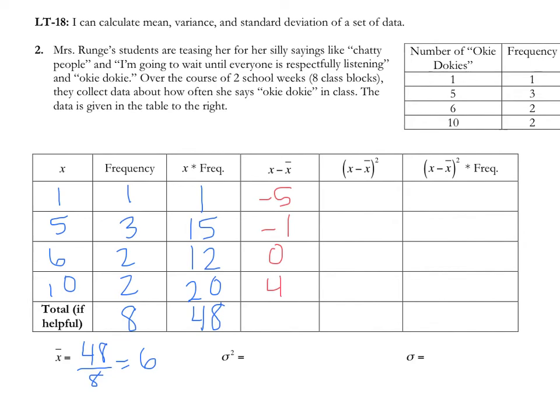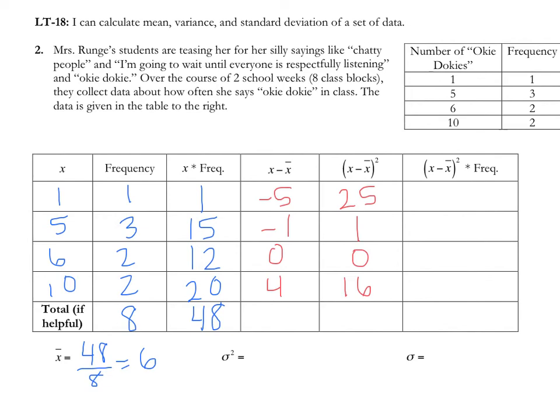So after we have our deviations, we can calculate our squared deviations by squaring each of those values. So -5 squared is 25. -1 squared is 1, 0 squared is 0, and 4 squared is 16. Now once again, we can't just find the average of these four numbers, because this squared deviation we want to count once, this one we want to count 3 times, this one we want to count twice, this one we want to count twice as well.